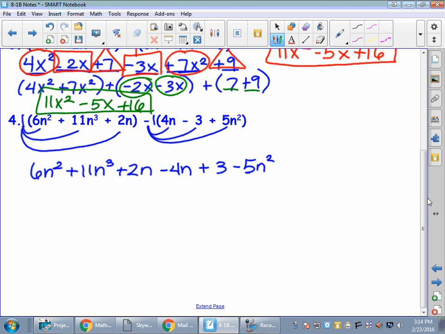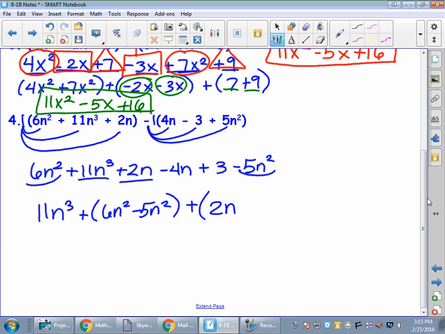Regroup. I see 11n cubed. It's the highest one, and it doesn't have anybody else, so it's done. I see a 6n squared here with a negative 5n squared here. I'll group those two together. I've got a positive 2n and a negative 4n that I can group together. And then I have a plus 3.